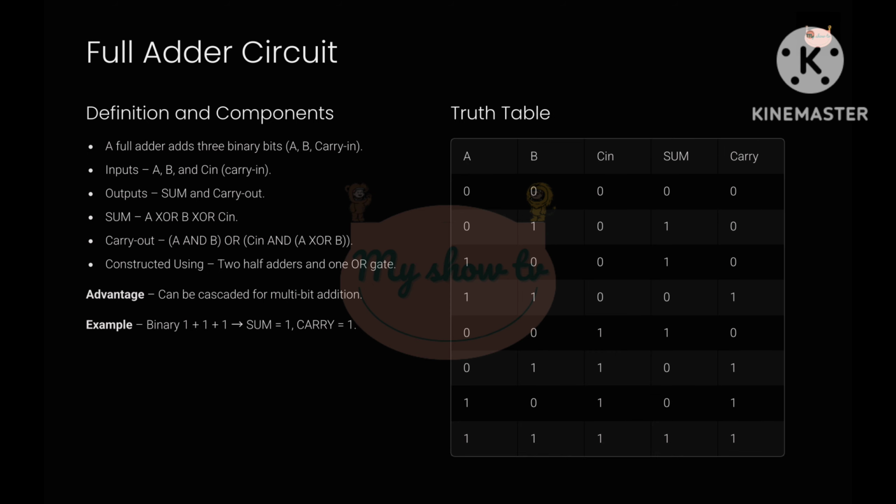Slide 3. Full adder circuit. A full adder addresses the limitation of the half adder by adding a carry in bit along with two input bits. Inputs: A, B, and C in, carry in from a previous addition. Outputs: sum and carry out.